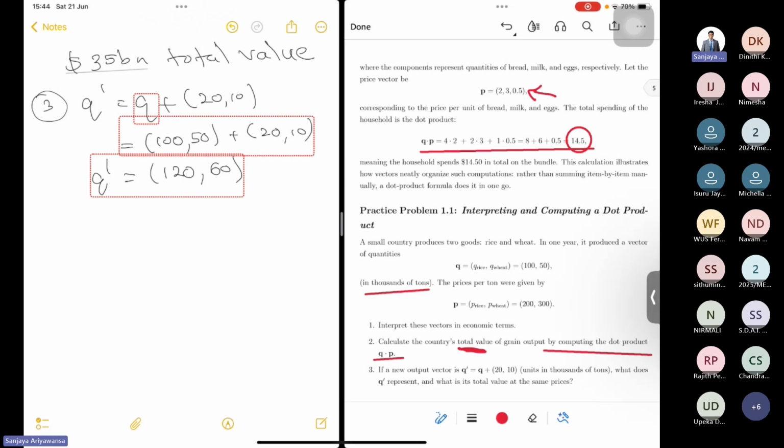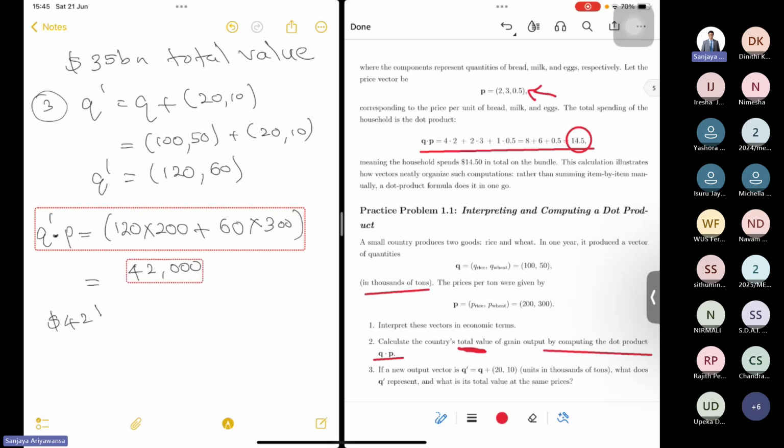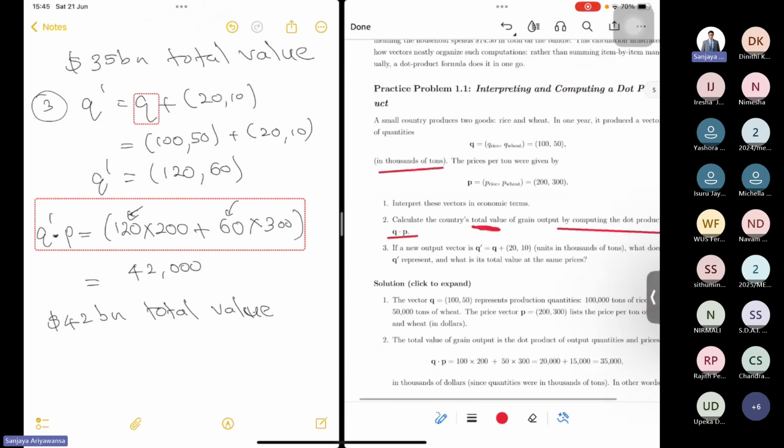And what is the total value at the same prices? So you take the dot product again. That is 120 into 200 plus 60 into 300. So this would give you 42,000. And what is this? It's actually $42 billion in total value, because the quantities are in thousands of tons. So that's the example.